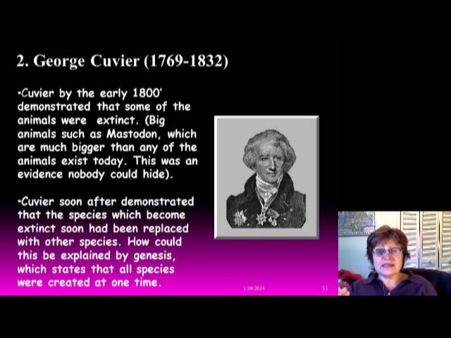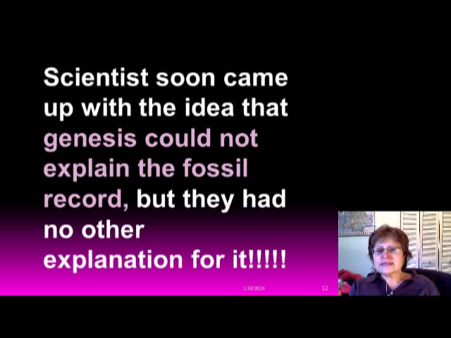Cuvier also demonstrated that the animals which become extinct have been replaced really quickly by other animals or species. So how could that be explained by Genesis, which states that all species were created at the same time? This is really hardcore. I mean, just think about it, Cuvier has seen all this, and himself was very religious. So it had to be like a big debate even in his own beliefs and head. It had to be really hard for him. So I can say that the scientists soon came up with the idea that Genesis cannot explain the fossil record, but they didn't have any better explanation.